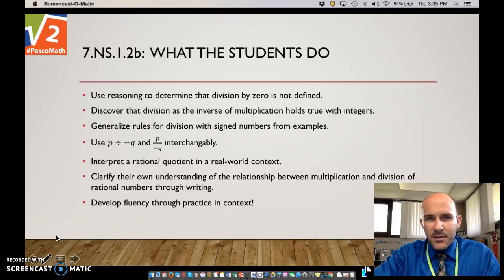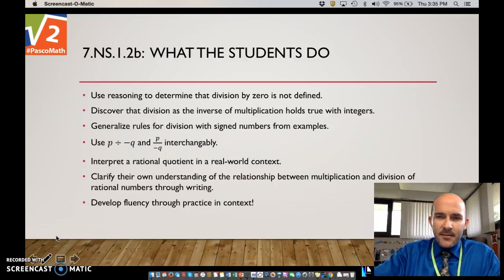Generalize the rules for division with signed numbers from multiple examples. The students should be comfortable using p divided by negative q and p over negative q interchangeably to represent division. They should be able to interpret a rational quotient in real-world context, clarify their understanding of the relationship between multiplication and division through writing, and develop fluency, but I can't stress enough, through context.